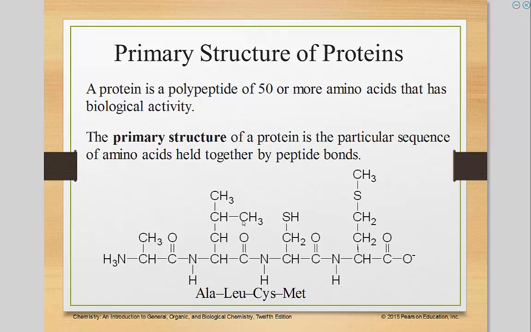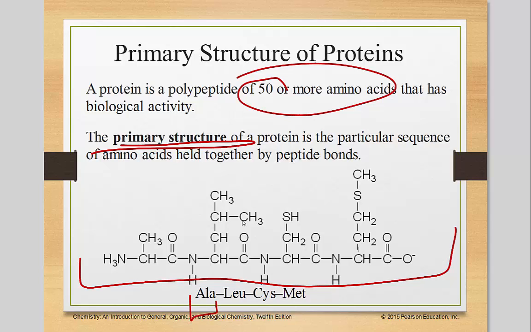A protein is a polypeptide with 50 or more amino acids that has a biological activity. The primary structure of a protein is the particular sequence of the amino acids held together by peptide bonds. This is important because this is the first level of understanding what's going into a protein and into enzymes. Here's an example. Notice that every single amino acid is going into the name.